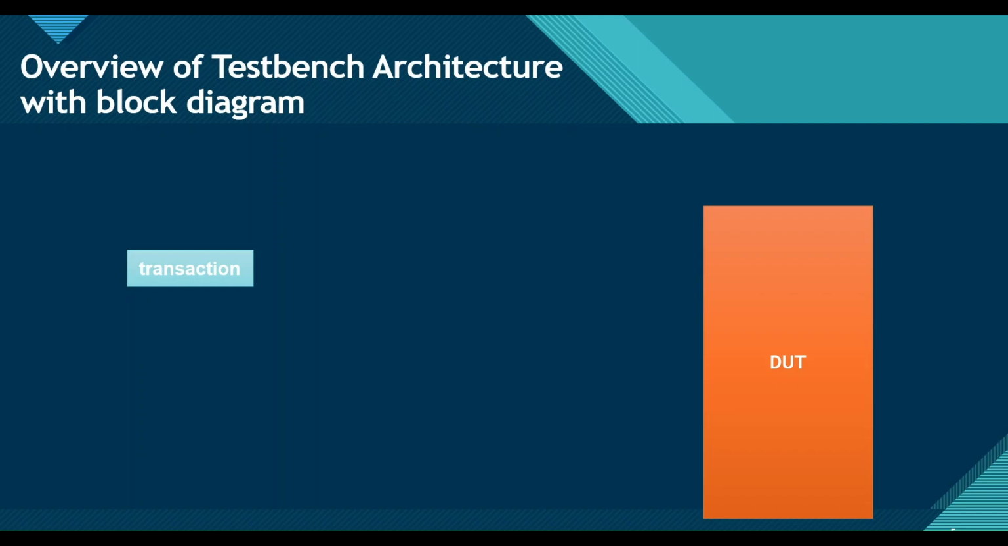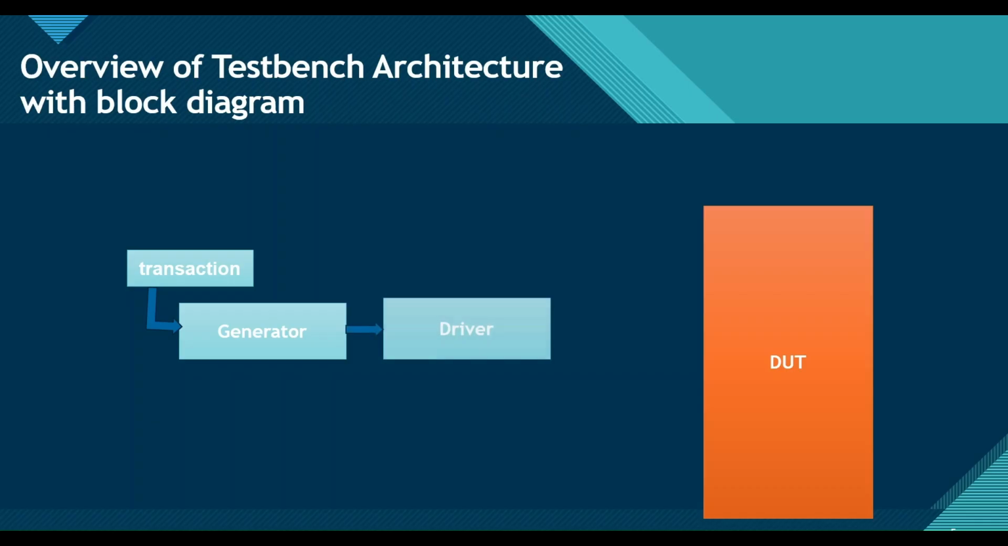Here we first give this transaction to the generator. The generator is a class that creates random input values for the DUT using the randomize method. After generating random input, we store it in the transaction class and send this transaction to the driver using the mailbox. I will explain all this in code in further slides.